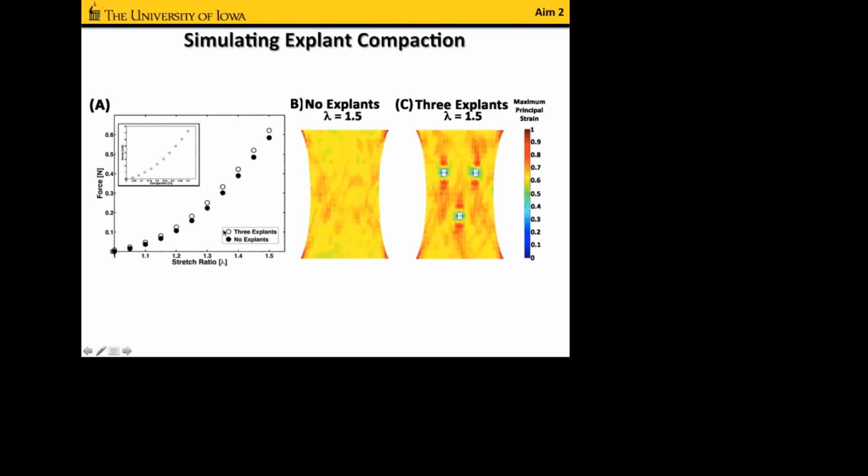The thing to notice here is that we've got this exponential increase that is the opposite in shape from what we see experimentally, where we have a rapid increase and then a plateau. So that's a good indication that there's quite a bit of work to do on representing those cells and how they're interacting with the matrix. This larger part of the plot is showing you the overall force stretch ratio response as we stretch these things. And you can see that with the explants, there's a small difference, a higher level of force.